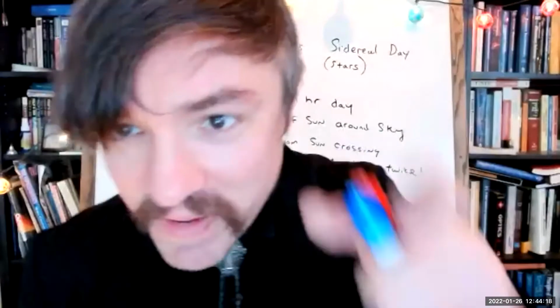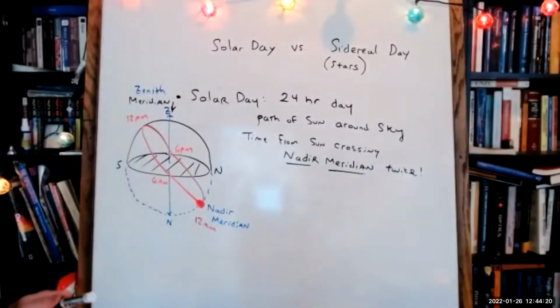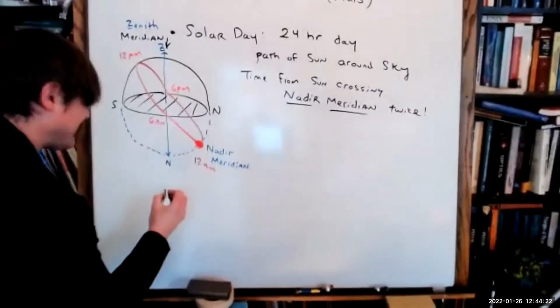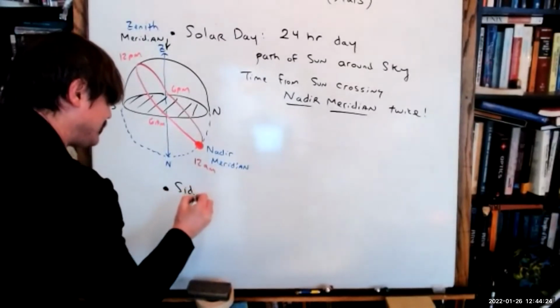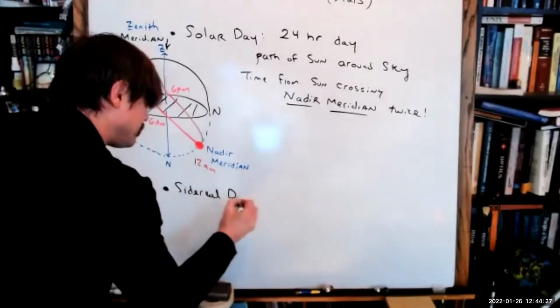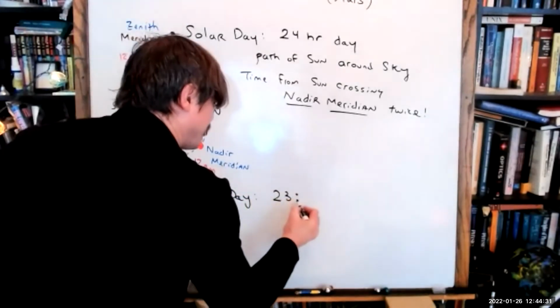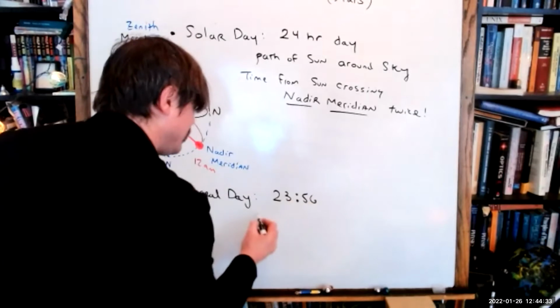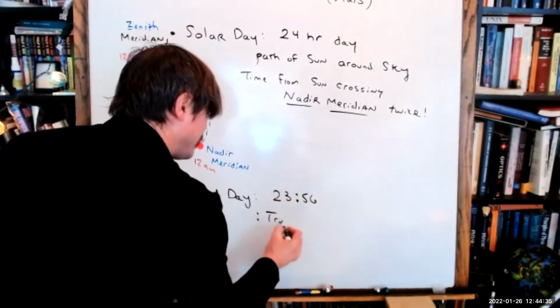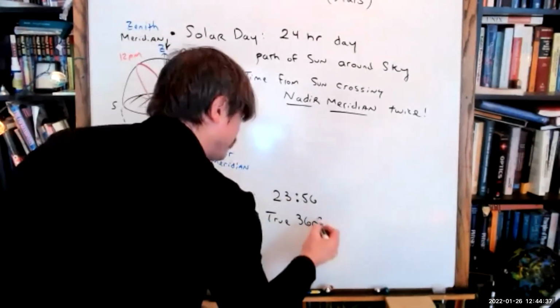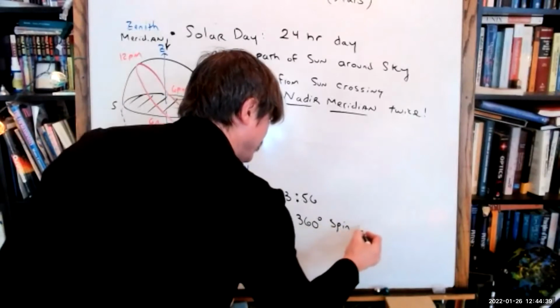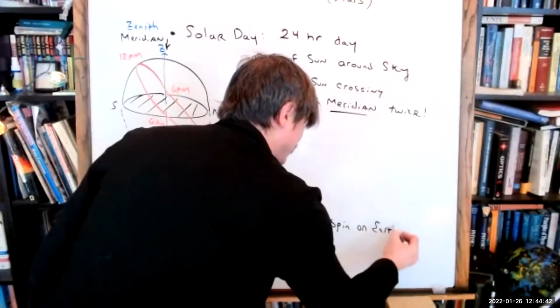That's not the true spin of Earth. The true spin of Earth is a sidereal day. The sidereal day is 23 hours and 56 minutes, and the sidereal day represents the true 360-degree spin on Earth's axis.